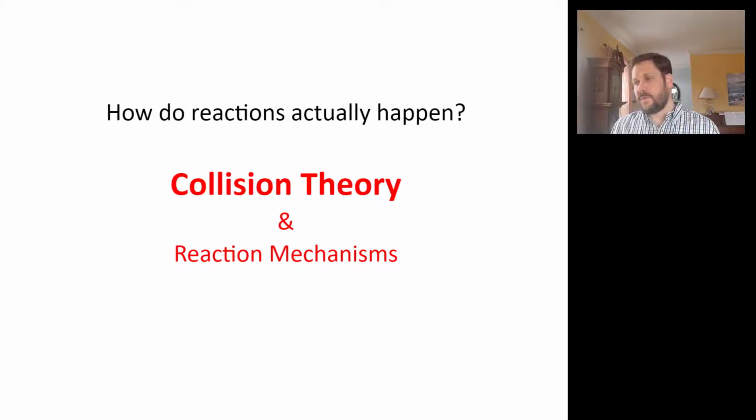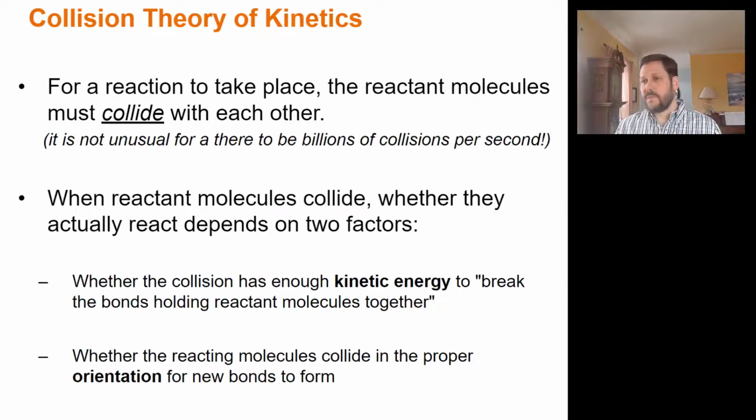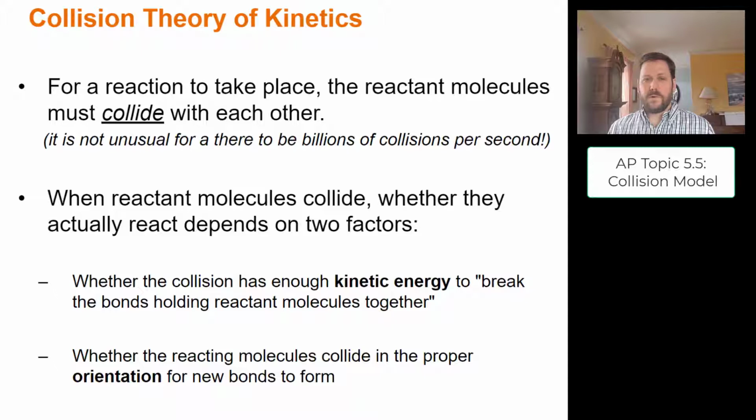And so the two subtopics we're going to look at here, one is collision theory and the other is reaction mechanisms, will give us a better understanding of how reactants really do get transformed into products. So first of all, we want to talk about the central theory here, which is that in order for reactant molecules to turn into product molecules, we reason that a collision needs to take place.